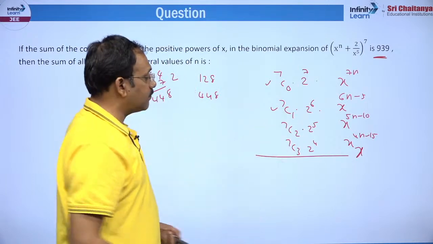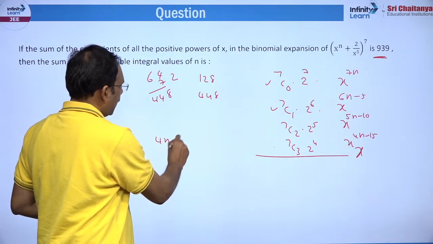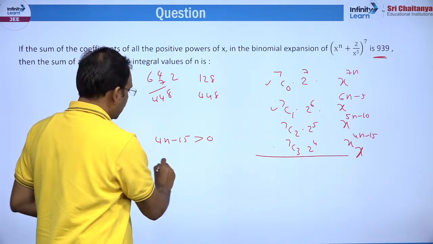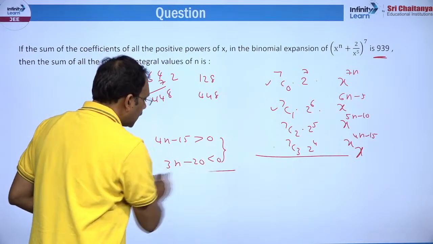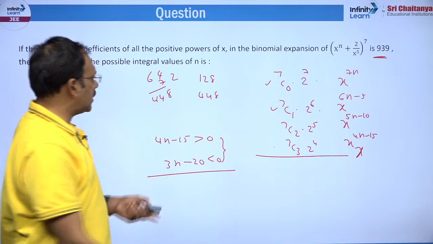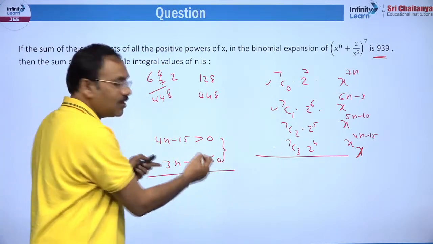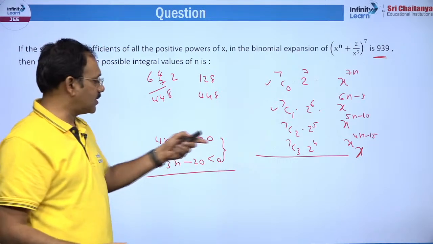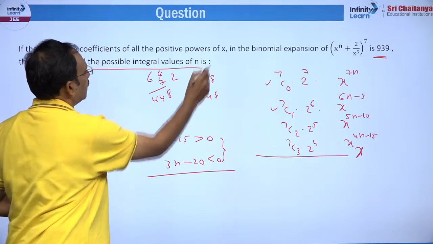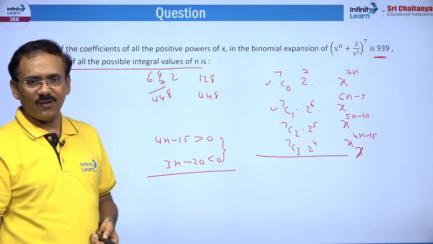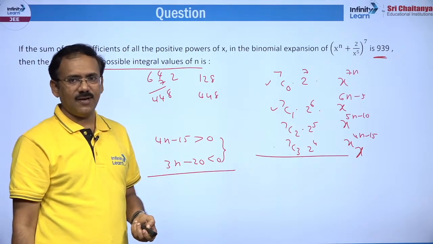There, whatever x power we are getting, suppose x power 4n minus 15, 4n minus 15 must be positive, the next one 3n minus 20 must be negative. Such an n you have to take, my dear friends. You just see up to which number you are going to get 939. So, accordingly you find the integral values of n which satisfy the inequation, and you have to find the sum of all possible integral values of n, that is it. So, you need to write the cases and check, my dear friends.